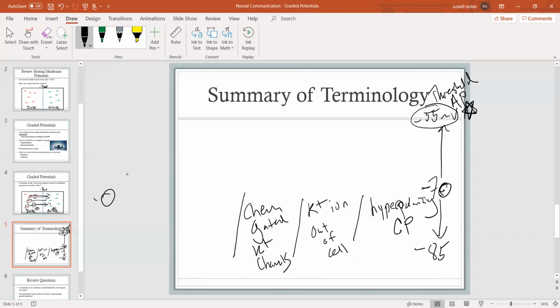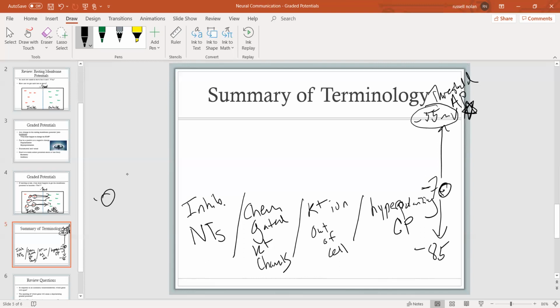And remember, what opens chemically gated channels? Neurotransmitters. Neurotransmitters come in two varieties, either excitatory or inhibitory, depending on the result. If we're going from -70 to -85, is that excitatory, moving towards threshold, or is it inhibitory, moving away from threshold? It's moving away, so it's inhibitory. So this is a result of inhibitory neurotransmitters.